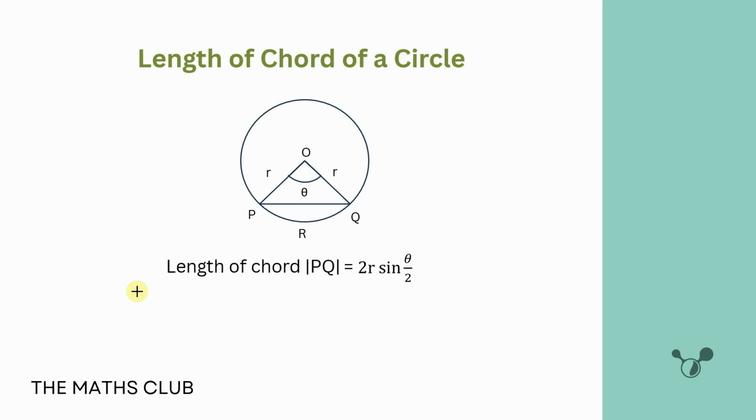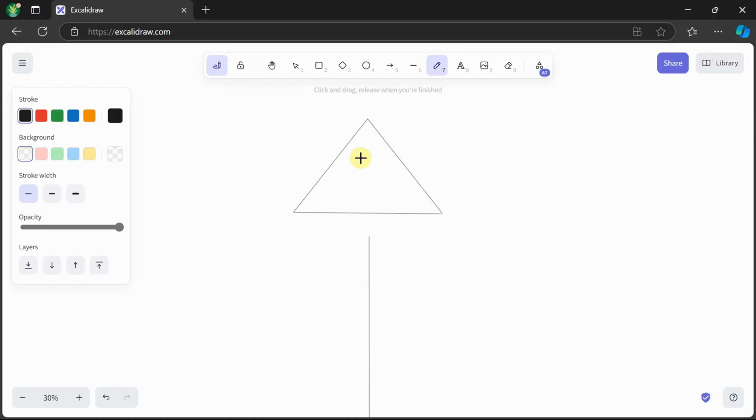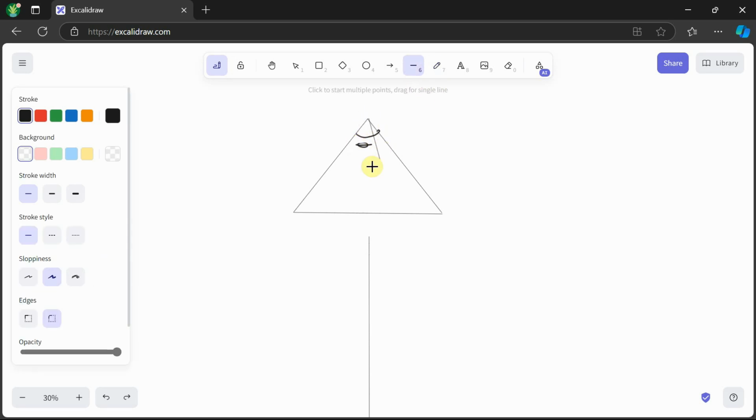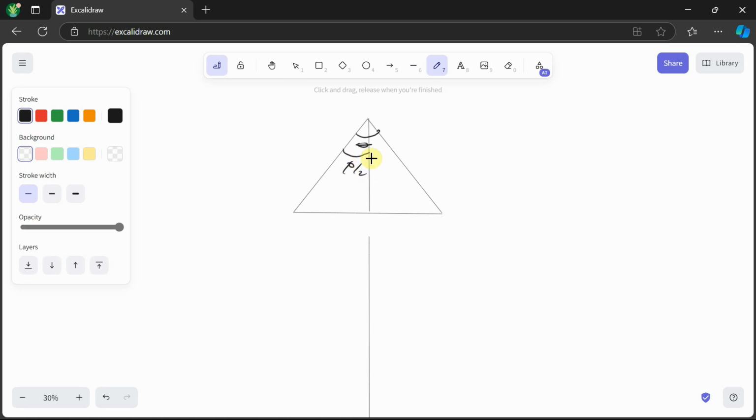So if we are told to find the length of chord, we're told that the length of chord PQ is equal to 2r sine theta over 2. But how did they arrive at this? Let's look at it together. So if this is our circle, the angle here is theta, right? If I draw a straight line from here down to here, it divides this theta into 2, such that this place here is now theta over 2, and this place here is theta over 2. It will divide it into 2 equal halves.